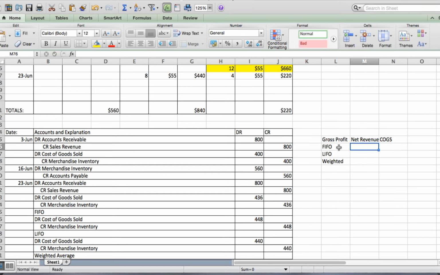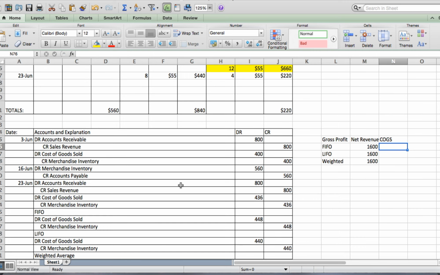Okay, so for all of these, our net sales revenue is $1,600. Because if you look at these journal entries, we only had 2 journal entries that talked about sales revenue, one here for $800, one here for $800. Remember, net sales revenue usually means we've already taken out allowances for returns and damaged goods, that kind of thing. In this scenario, we didn't have any of those. So net revenue is the same as just gross sales revenue. Now we're just going to look at cost of goods sold for each of these.